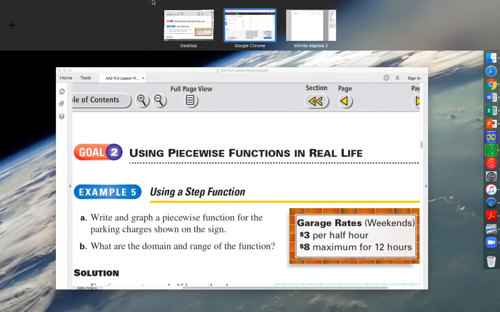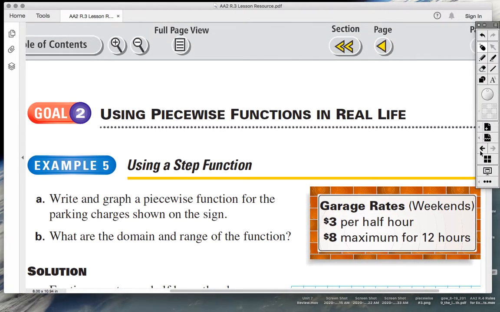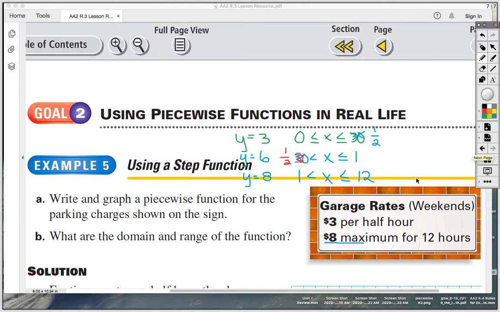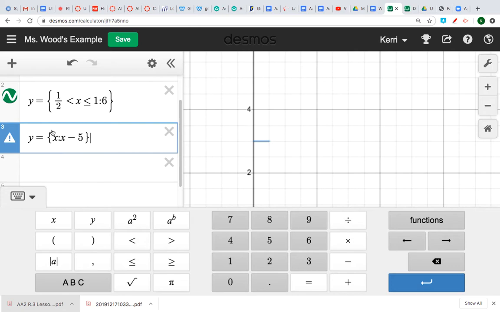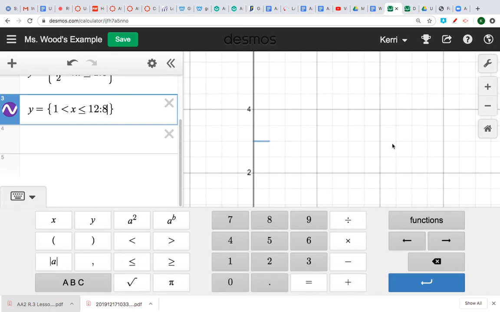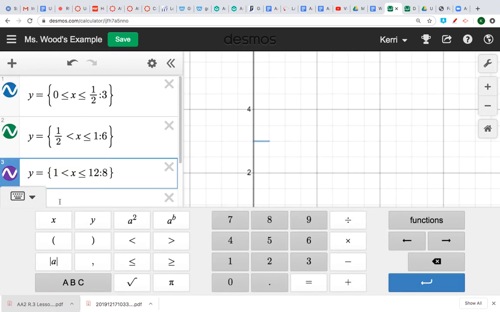And then here, we had determined, sorry, I just forgot where I was going. Nope, wrong way. There it is. 1 to 12. One is less than x is less than or equal to 12. We determined that that one is going to be $8. So there are 3 different charges available. It can either be $3, it can be $6, or it can be $8.